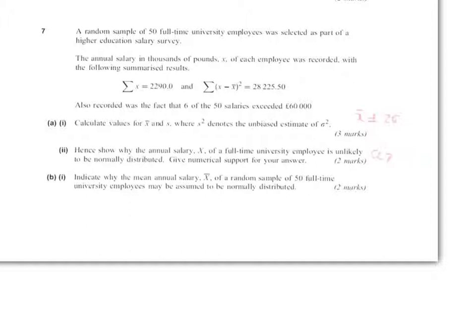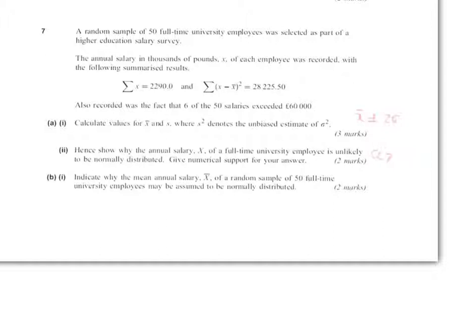So in this question over here, there's a number of key features. You're given summarised data about the salaries of 50 full-time university employees. In part A, you have to work out the mean and the standard deviation. The mean is sigma x over n, and there's a formula in your formula booklet you should be aware of for how to work out the standard deviation from this type of information.